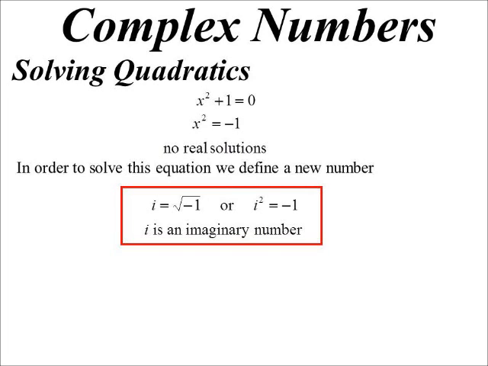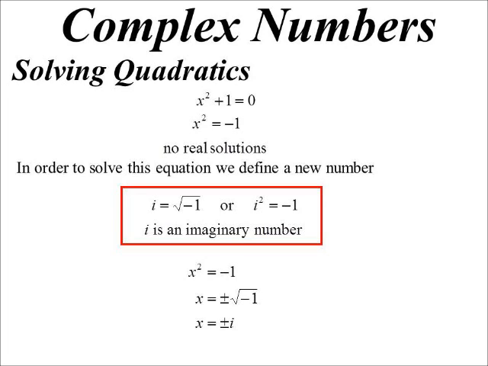So we define a new number. And that new number is, in fact, a letter. And that letter, of course, is i. i is equal to the square root of negative 1. Or more correctly, the more correct definition is i squared is negative 1. Right? Not i's the square root of negative 1, but i squared is negative 1. Okay? And i is what we call an imaginary number. So now we can go and solve our problem. We get x squared is negative 1, so it's plus or minus the square root of negative 1, so we get plus or minus i.